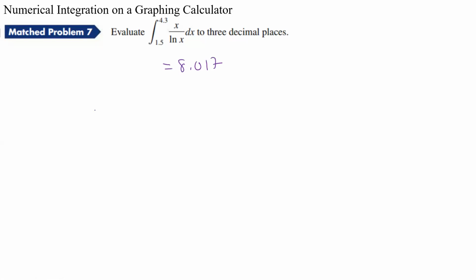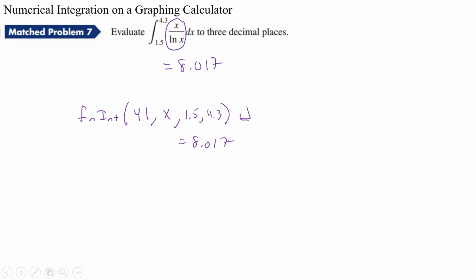Now, if you've got an older model calculator, what's going to happen when you hit 9? It's going to say fn int, and then you're going to do the same thing. I'm going to type this piece into y1. So you say, okay, y1, comma. Then you have to hit x, because that's going to be the variable. And then you're going to hit the lower limit, and then type the upper limit, and then hit enter. And hopefully at that point, you're also going to get 8.017, or rounded to 3 decimal places, you should.